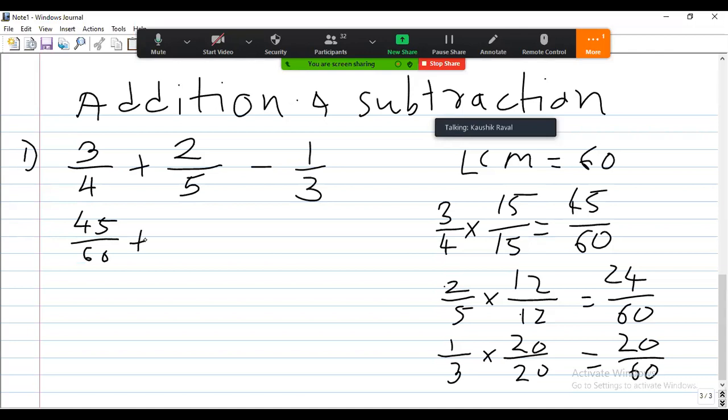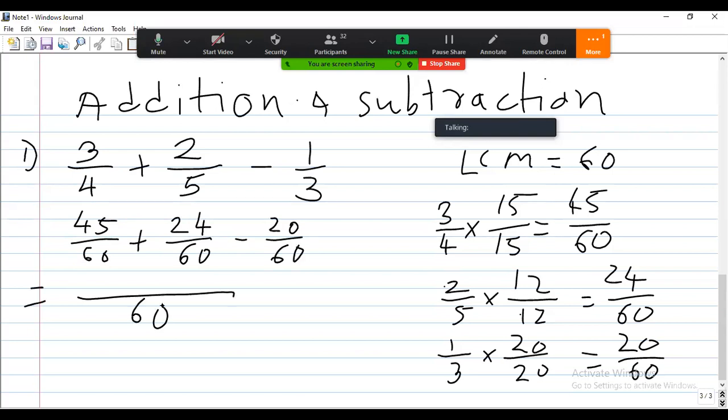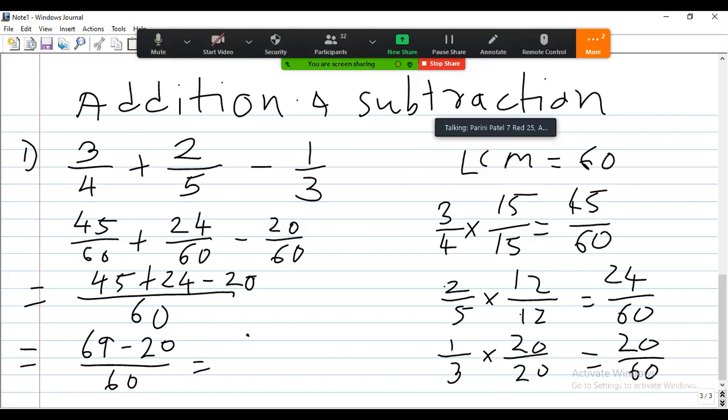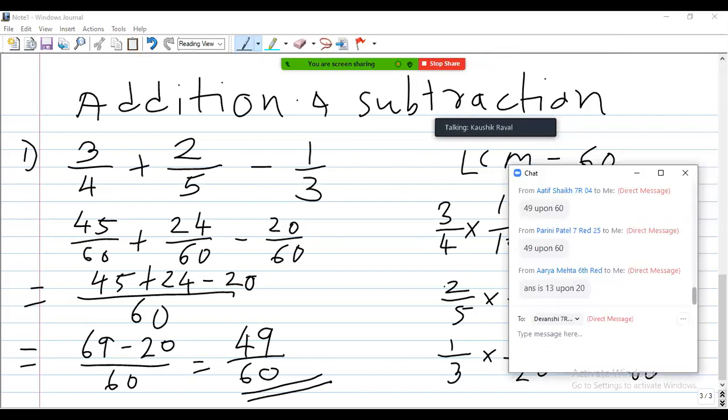So we have 45 upon 60 plus 24 upon 60 minus 20 upon 60. 60 is common, 45 plus 24 minus 20, right? Very simple. 45 plus 24: 5 plus 4 is 9, 4 plus 2 is 6, so 69. Minus 20 upon 60, which becomes 49 upon 60. Now, do they have anything in common? I don't think so, because 49 is 7 sevens and 7 is not a factor of 60. So this is where you have to be very good with tables. You have to see if there is a common factor between 49 and 60.